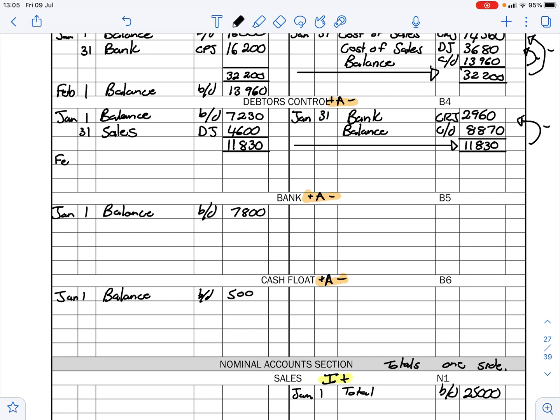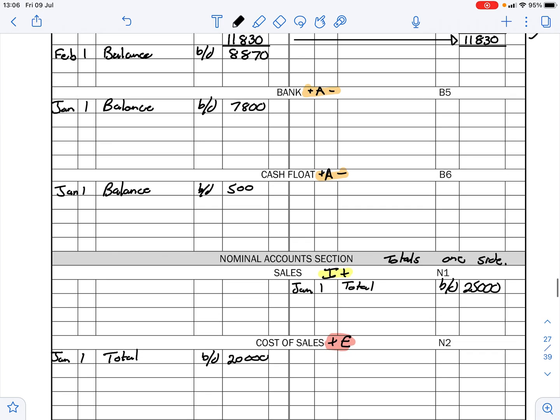And at the start of February, on the 1st, our balance brought down is 8,870 Rand. Meaning, at the start of February, our debtors collectively owe us 8,870 Rand.